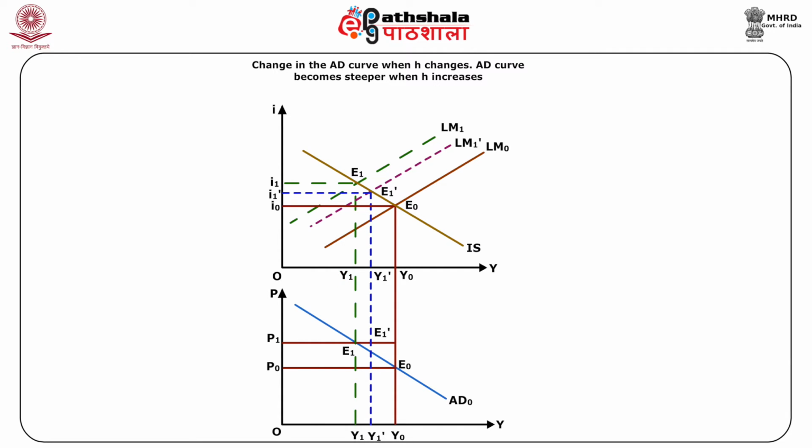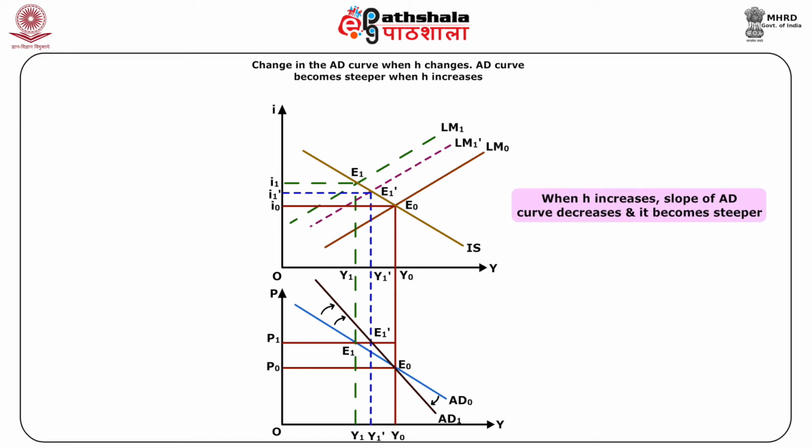Since the change in the price level is same from P0 to P1, in the lower panel of the figure, one can see the tilting of the aggregate demand curve from AD0 to AD1, making it steeper. Aggregate output decreases by a smaller amount as Y0 minus Y1 is greater than Y0 minus Y1 dash. Thus, when H increases, slope of aggregate demand curve decreases and it becomes steeper.